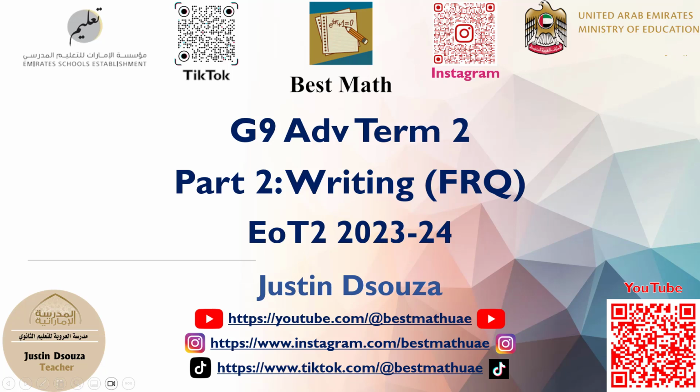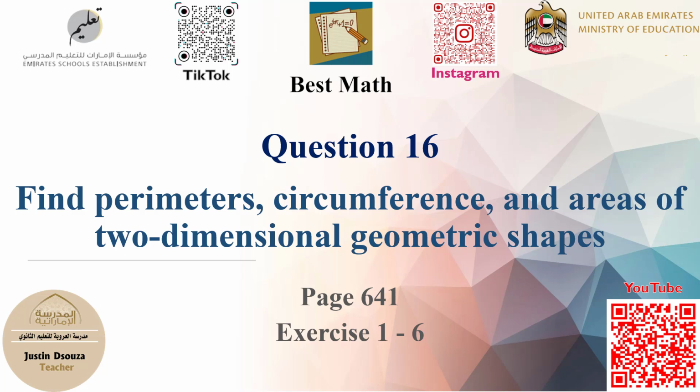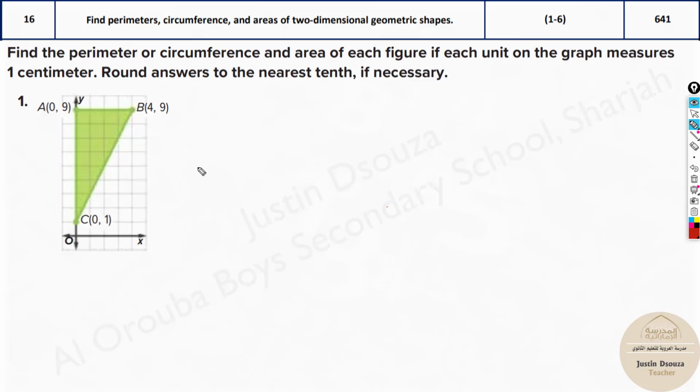We begin with part 2, the writing part of the exam scheme. The first question is question 16. It is to find the perimeter, circumference and areas of two-dimensional figures. We have a figure here and they have told us to find the perimeter or circumference. Perimeter in case of all these shapes, but if it's a circle, it'll be circumference.